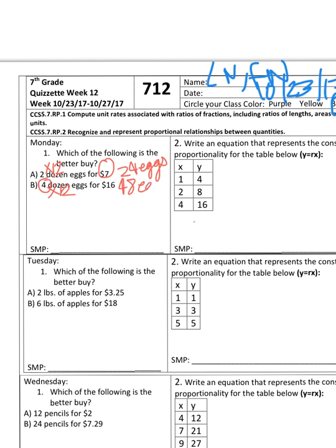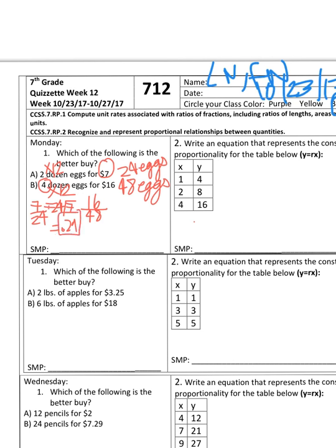So what you would do is you would write your ratio. So it's 7 to 24 and $16 for 48 eggs. Now you would divide that. I will allow you guys to use a calculator for this. So 7 divided by 24 is 29 cents each per egg. 29 cents each for the first option.